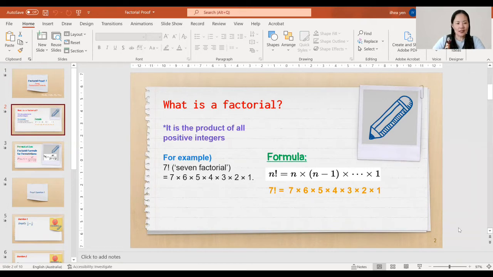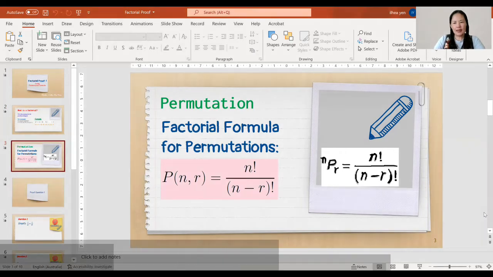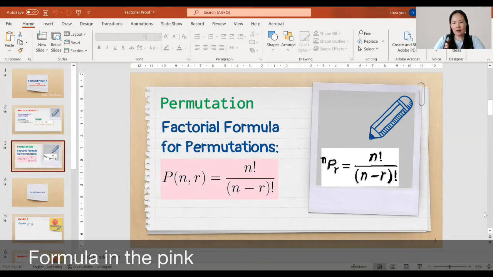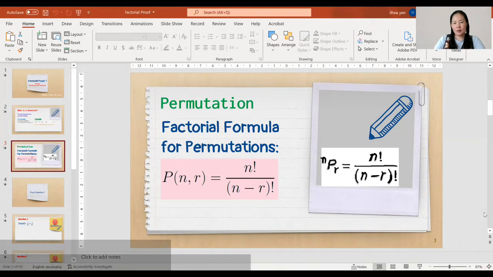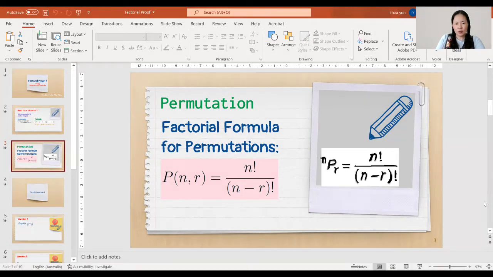All right, so knowing all that, let's have a look at permutation. Now, the permutation factorial formula, you can write it 2 ways. The P in brackets n comma r, as nPr, and permutation r. I think I'm just going to stick with this one.